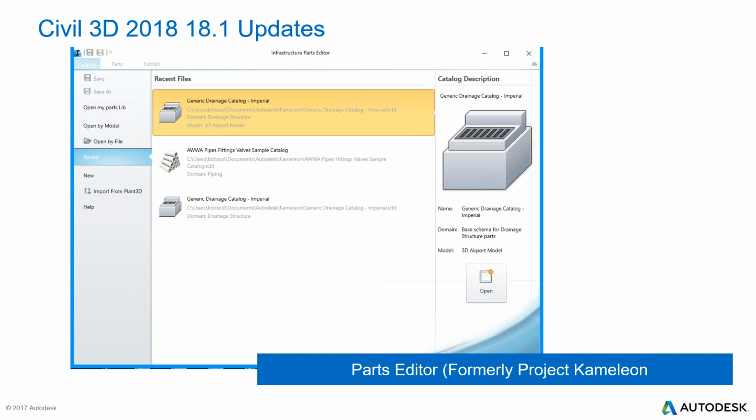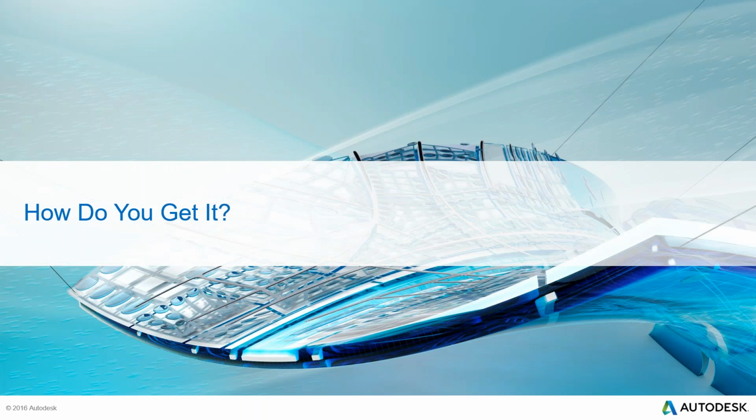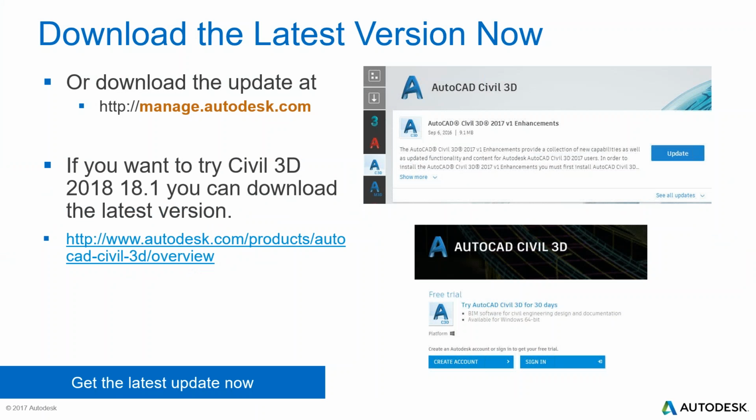The beauty of working with parts editor is you can actually create those parts and structures in Inventor and work with Plant 3D and pull that catalog straight into Civil 3D. So it's just some real nice flexibility in terms of working with other products. And again, going on to manage.autodesk.com, you can download the latest enhancements in reference to that.